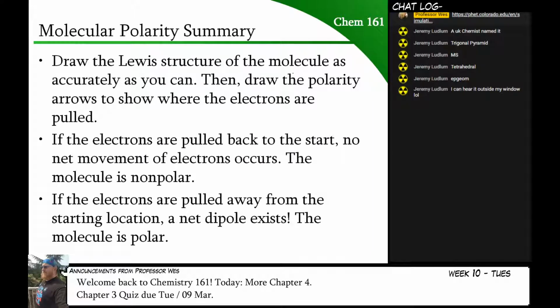Okay, so just to summarize, this is what we have done. Draw your Lewis structure as best you can, adhering to all of the geometric properties of the shapes that we studied in the previous section. And then draw the polarity arrows, and then follow the arrows. They show you where the electrons go. If the electrons end up with no displacement, they ended back at the start after you've done all your arrows, there's no net movement, and the molecule is nonpolar. But if the electrons do get pulled away, there is a net dipole, and the molecule is polar.